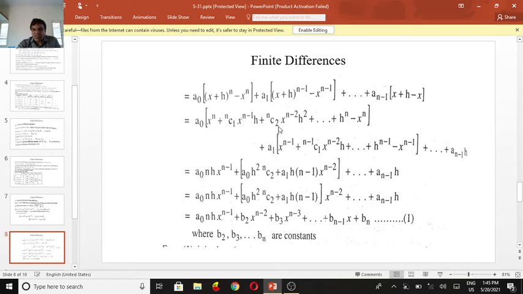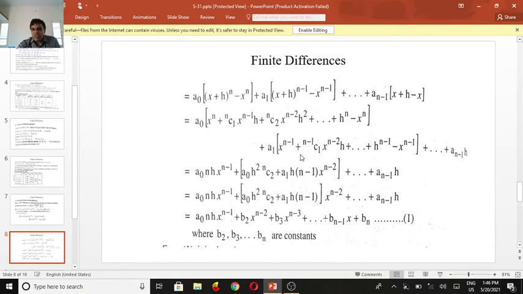So again this is the form of that higher power, simply written as a0 n h x power n minus 1 plus, again I am taking coefficients of this, a0 h square nC2 plus a1 h n minus 1. So you are simplifying nC1, nC2 like that. We get n minus 1 x power n minus 2 plus etc.